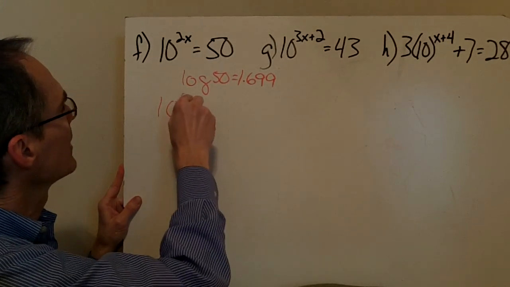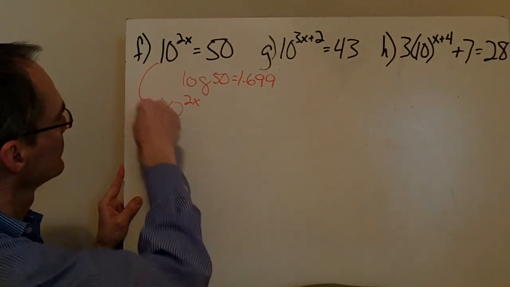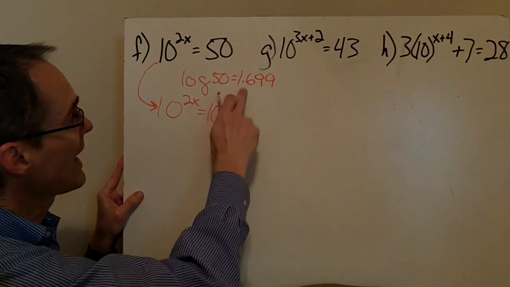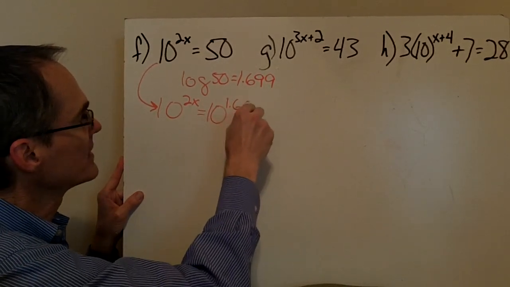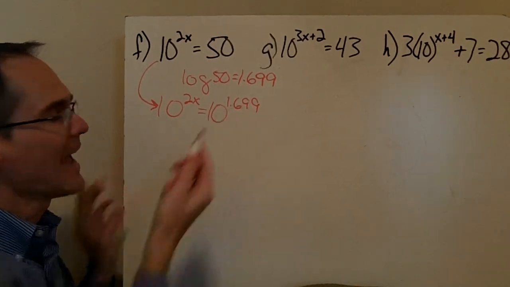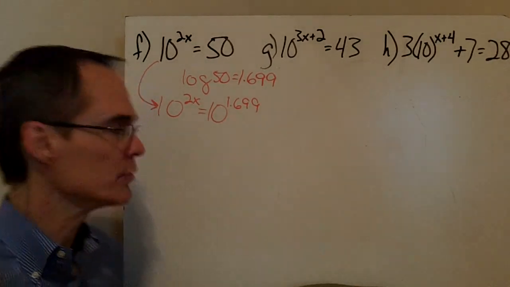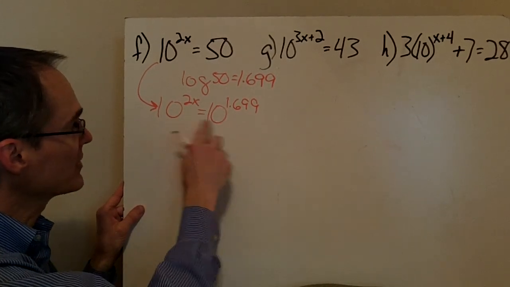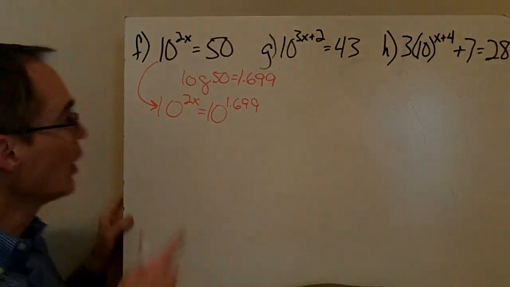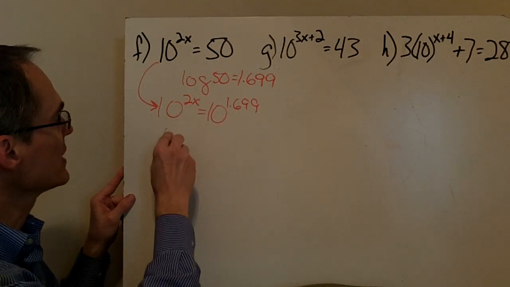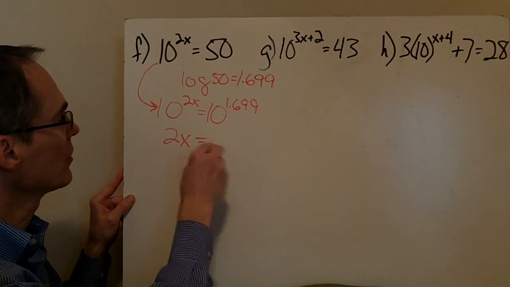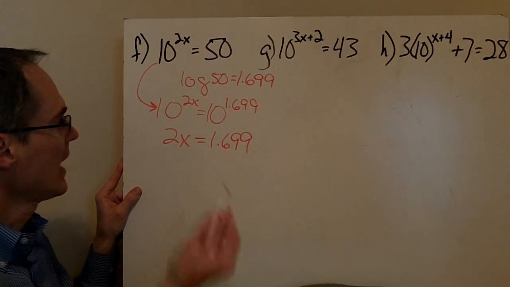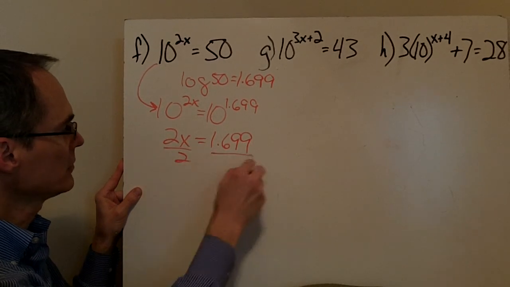So I can write my equation then as 10 to the 2x equals 10 to the power of 1.699. And now I can use the same rule I've been using. I've got a to a power equals a to another power, the same base raised to a power, which means that I can set my powers equal to each other, just like I was doing before. And 2x equals 1.699. And now I just need to do a little bit of algebra.